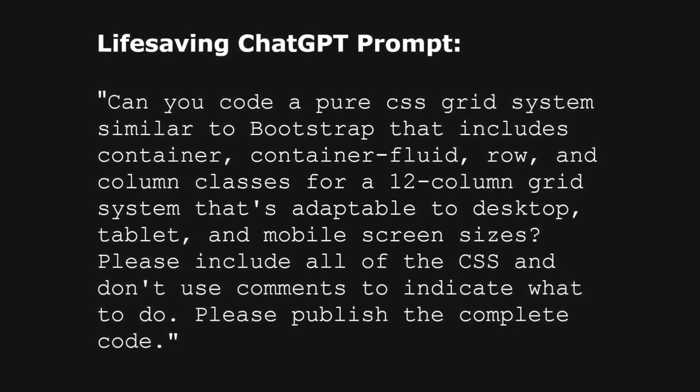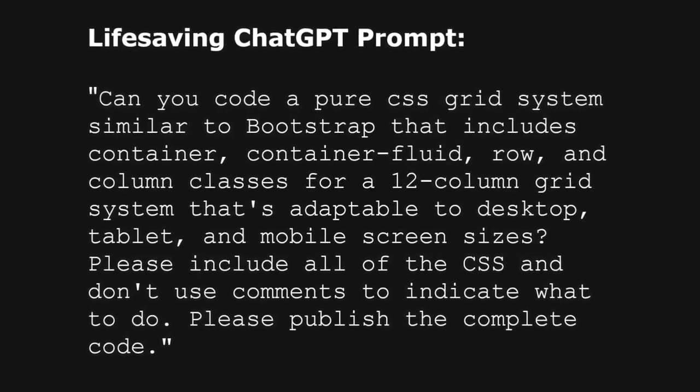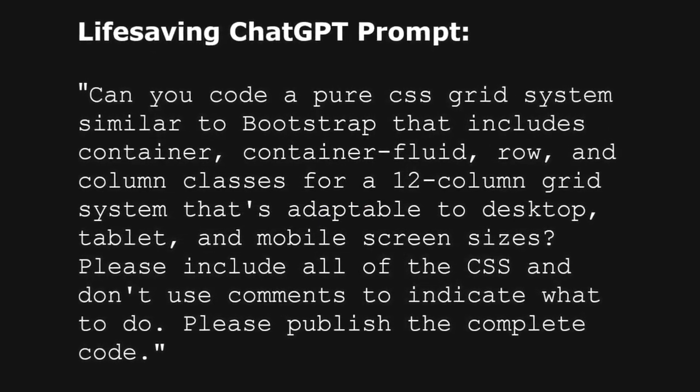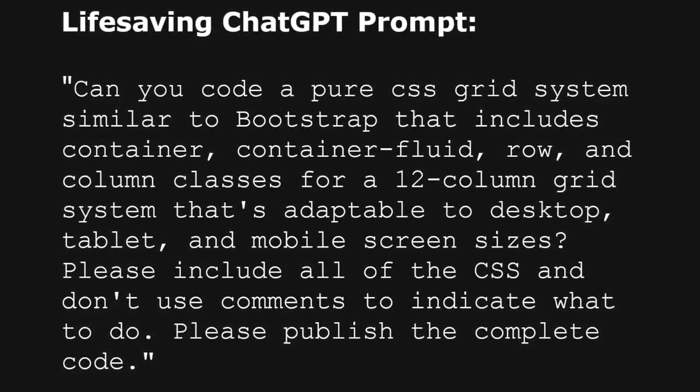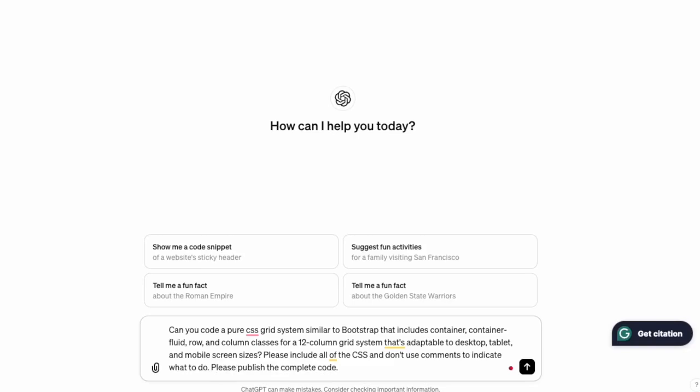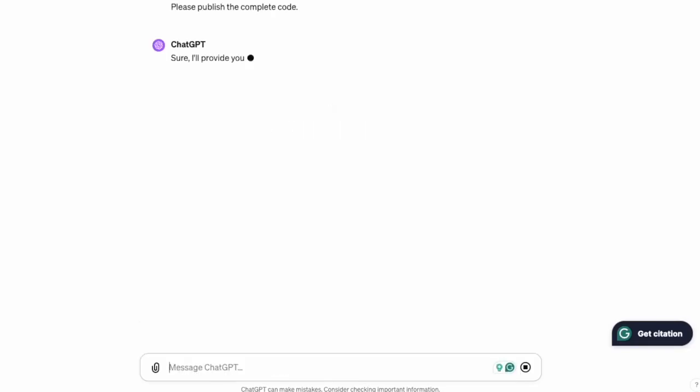Here's the prompt you'll need. Can you code a pure CSS grid system similar to Bootstrap that includes container, container fluid, row, and column classes for a 12-column grid system that's adaptable to desktop, tablet, and mobile screen sizes?